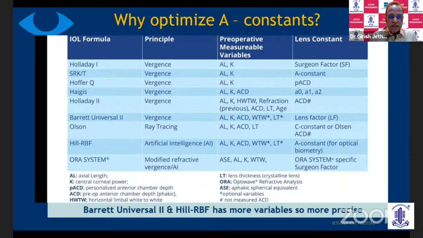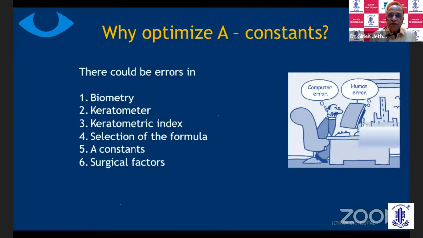Here we can see that the Barrett has more variables and it gives a more precise A constant. So why should we go for A constant optimization? First, there could be error in biometry, there could be error in keratometric index, selection of formula, and A constants, as I said now, and surgical factors.